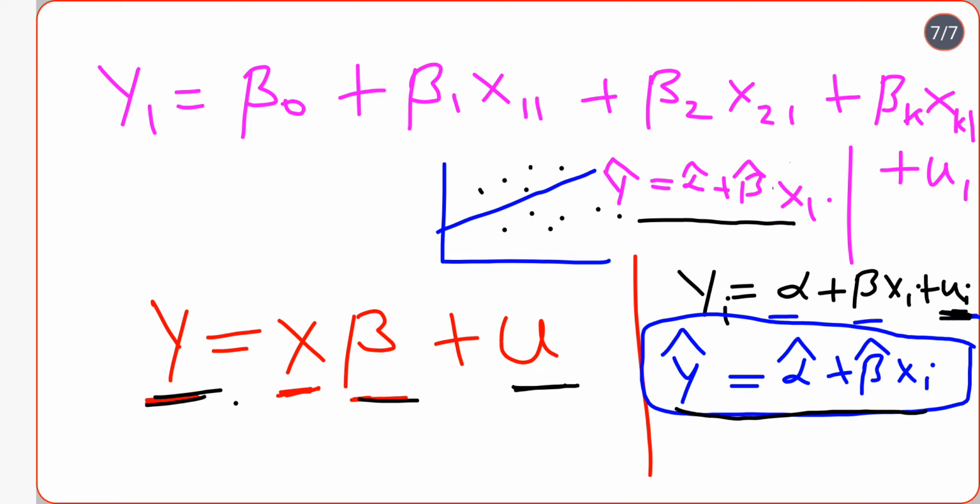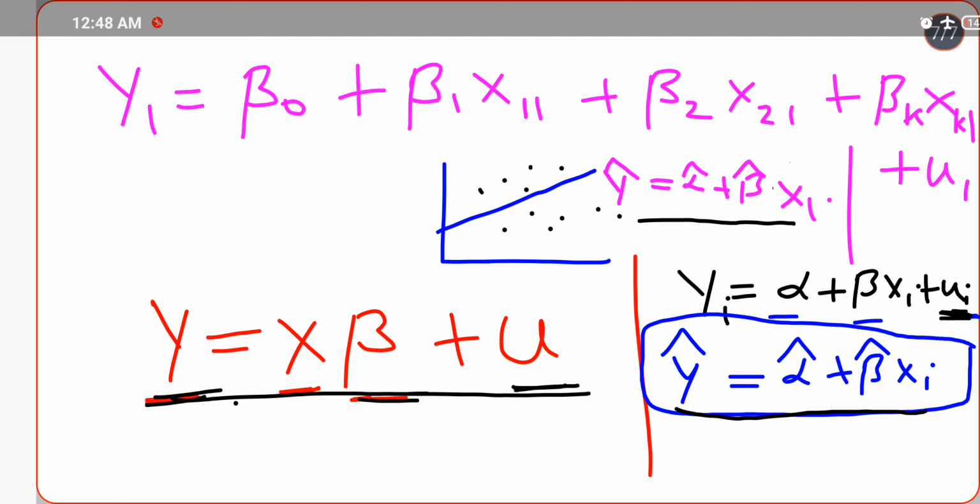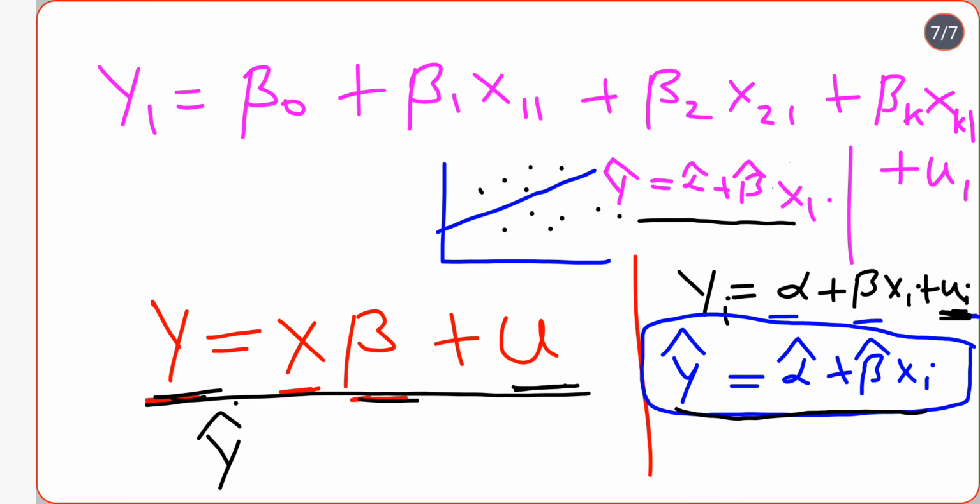Now, if I want to estimate the sample regression form, or if I want to estimate the equation from this entire model y equals x beta plus u, then how can I do it? For doing that, I may write it as y hat equals x beta hat.